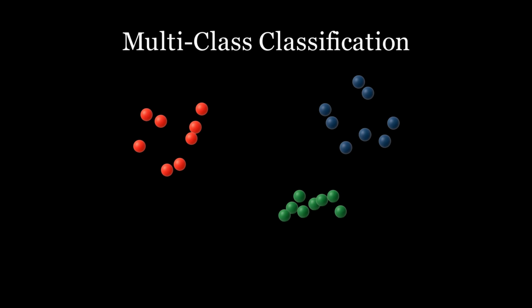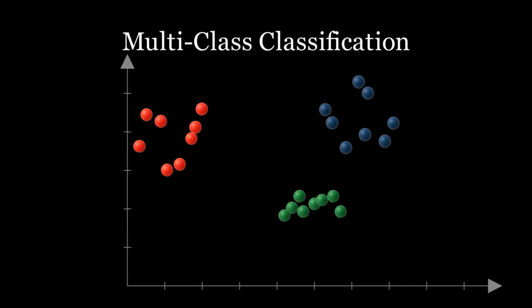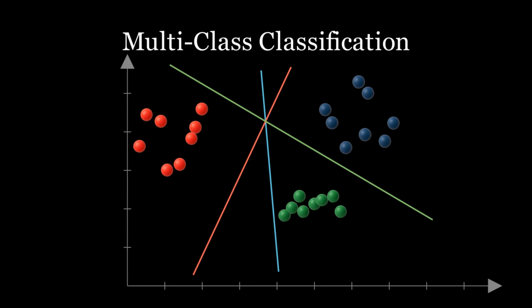Now take a step further. In multi-class classification, each data point still belongs to just one category, but now you have more than two possible categories. Imagine plotting points on a two-dimensional graph, but this time there are three different classes, red, blue, and green. Each point belongs to exactly one color, and the model's job is to figure out which color it should be. Now, instead of drawing a single boundary, the model needs to separate all three groups at once, learning to distinguish red from blue, blue from green, and green from red.